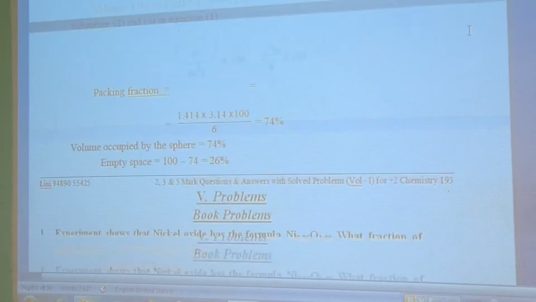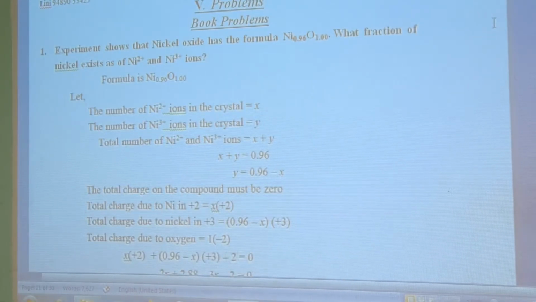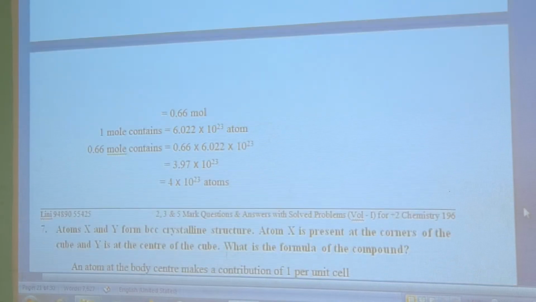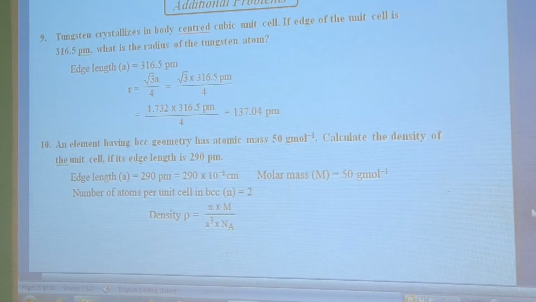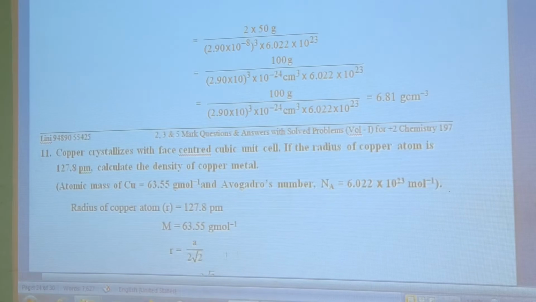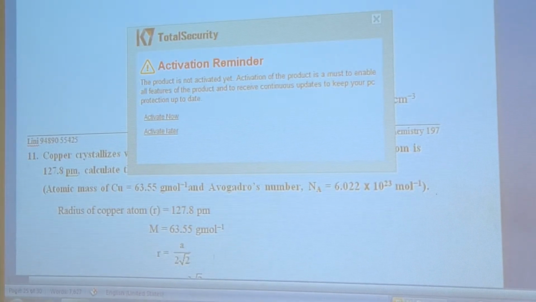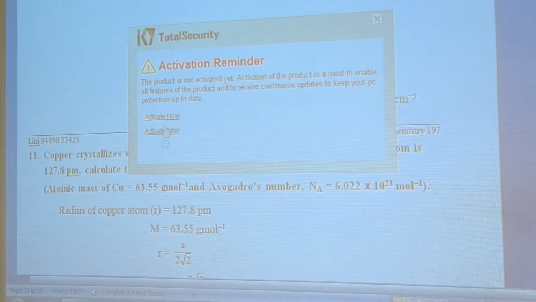And finally, problems. The book problems are given, followed by all possible additional sums and additional problems. So, complete coverage of the chapter is made. Complete coverage is made here.